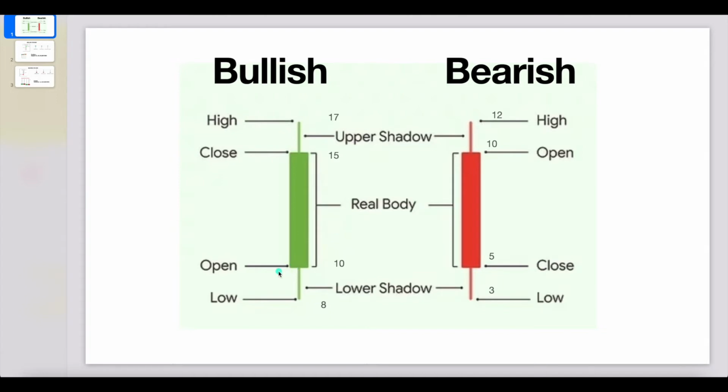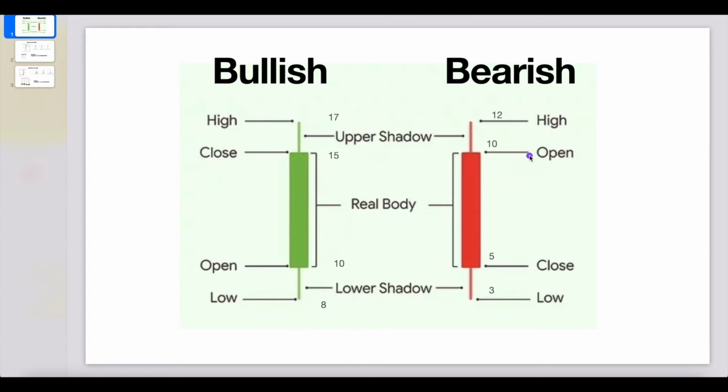Within that day, it might have happened that the market opened at 10 rupees, went down to 8 rupees, went up to 17, and the closure was given at 15. So this 15 to 17 makes the upper shadow, and this 8 to 10 is the lower shadow of the candlestick.